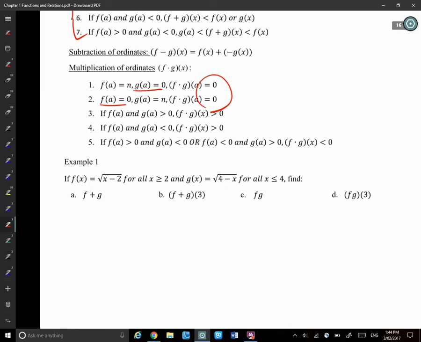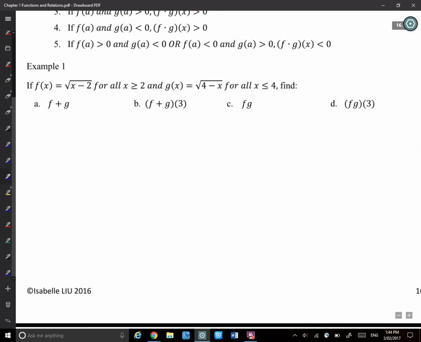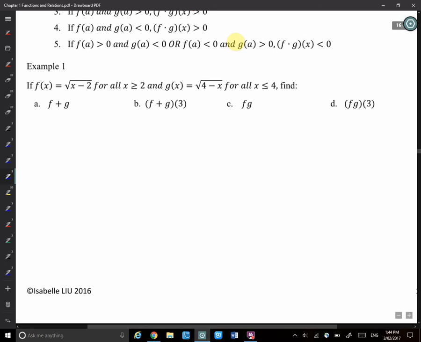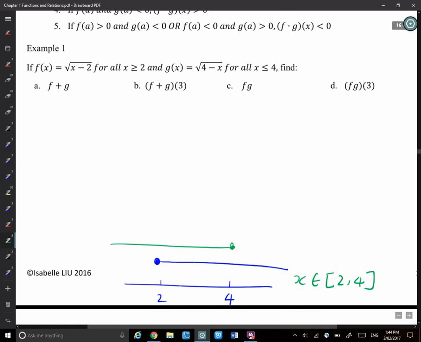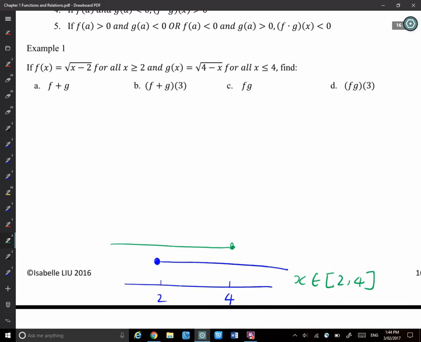Okay, now let's have a look at example 1. If f(x) equals square root of x minus 2 for all x greater than or equal to 2, and g(x) equals square root of 4 minus x for all x smaller than or equal to 4, I need to find the intersection between the domains first. I have 2 and 4. x greater or equal to 2 is this way, x smaller or equal to 4 is that way, so the intersection will be x belongs to [2, 4] inclusive.